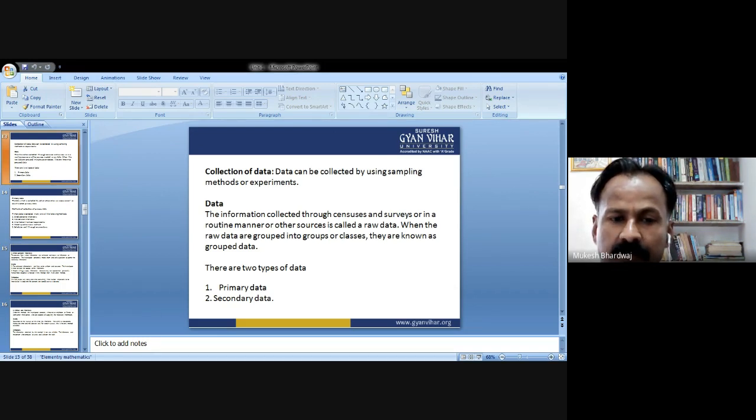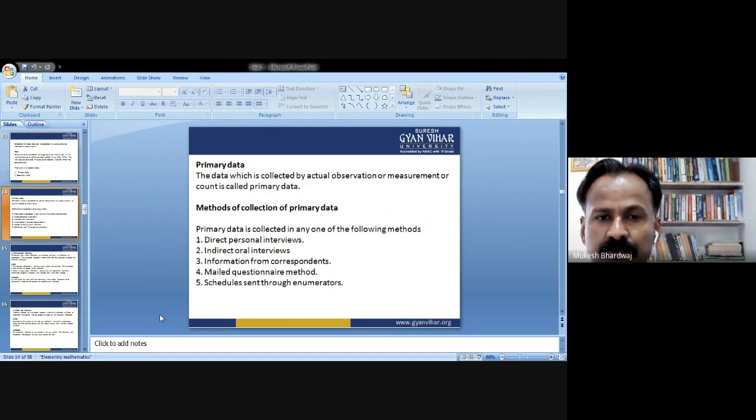Before reaching that point, we have come to know that data is basically of two types. First is primary data, and the second one is secondary data. As the name itself defines, what do you mean by primary data? Primary data is data which is collected directly. The data which you collect in a very direct manner is called primary data. The data collected by actual observations, measurements, or counts is called primary data.